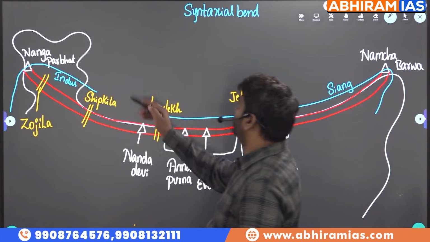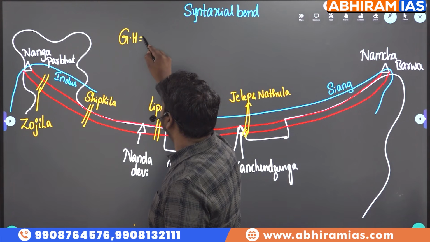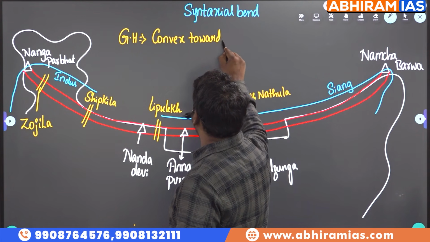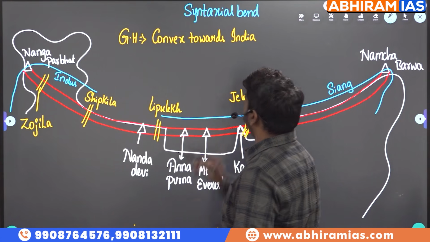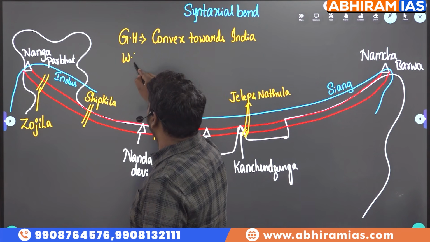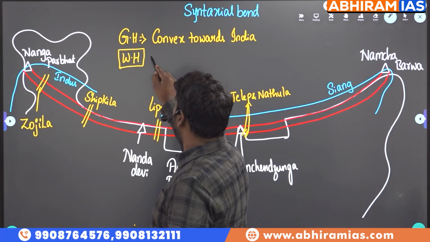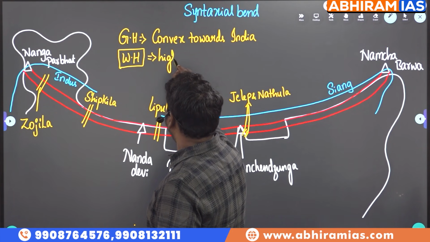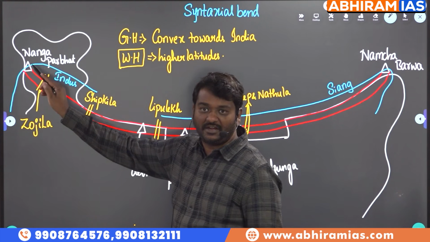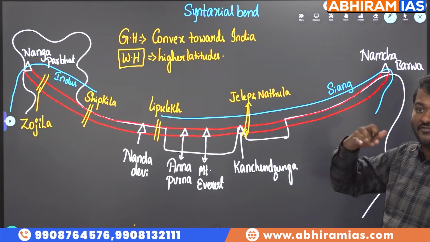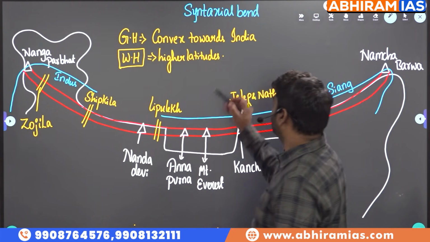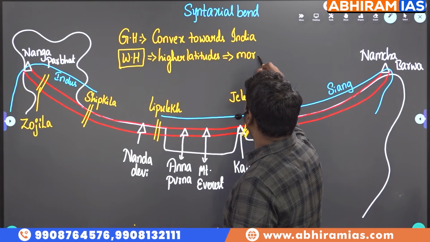Now guys, some facts about Greater Himalayas. It is convex towards India. Then Western Himalayas, this side, Western Himalayas are at higher latitudes. Please you tell me, this is at higher latitude, this is at lower latitude. If you are away from equator, will you have more snow, or if you are closer to equator, you will have more snow? Away from equator. So what is going to happen? You will have more snow.